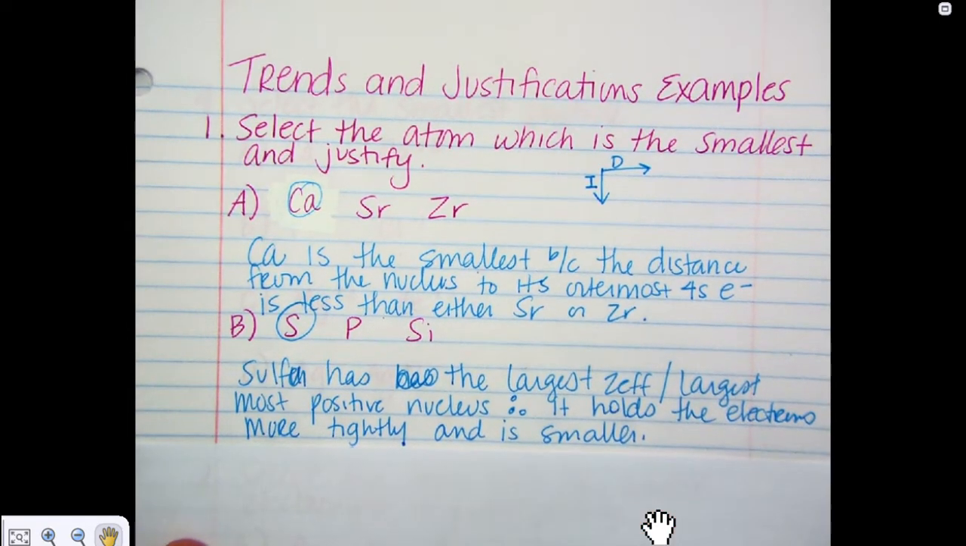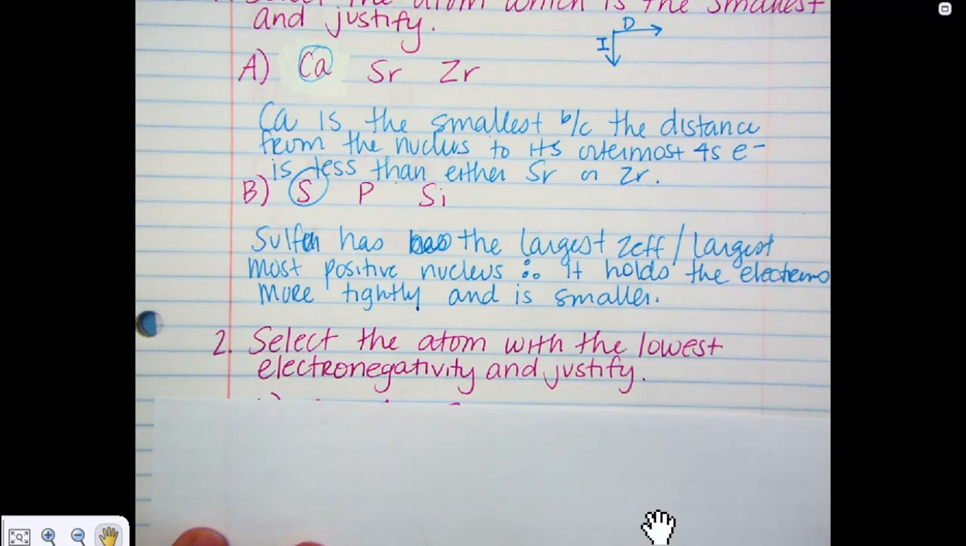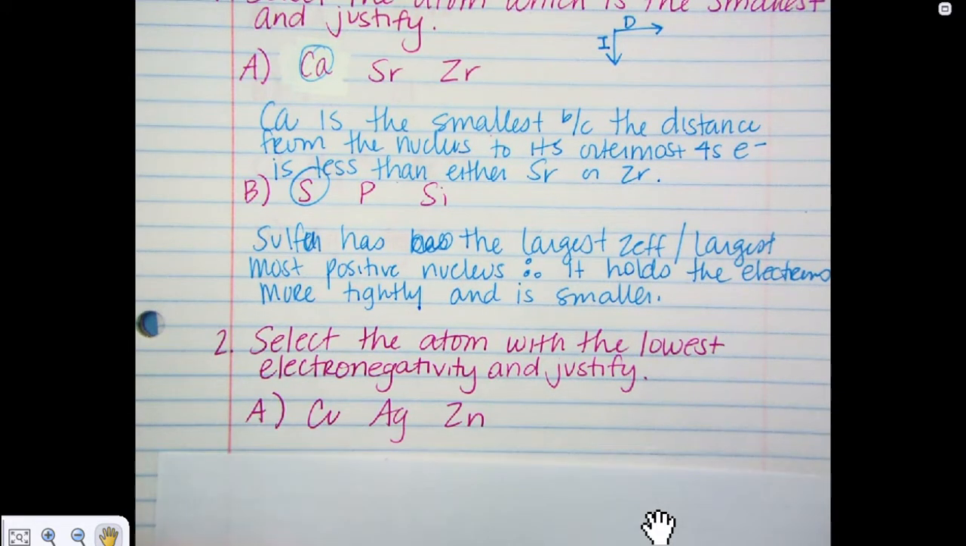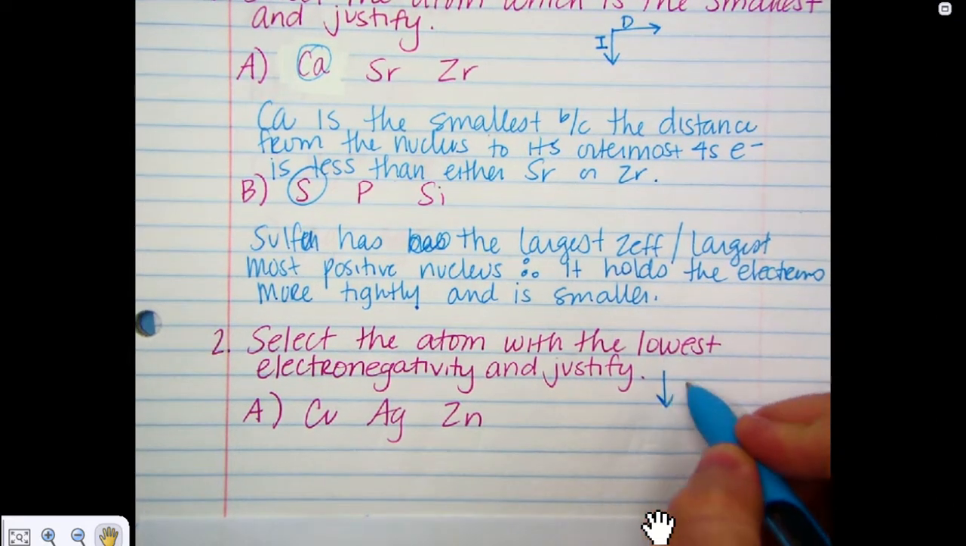Okay. All right, so two down, a couple more to go. Select the atom with the lowest electronegativity. So remember, what is electronegativity? When we're looking at electronegativity, we're looking at the ability to attract a shared pair of electrons towards one's own nucleus. Who is going to be greedy and hold on to those electrons in a shared covalent bond more tightly? Okay. So we're going to look at our trend overall.